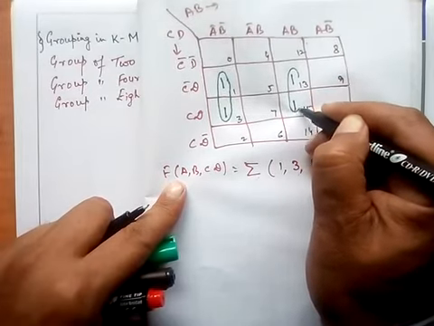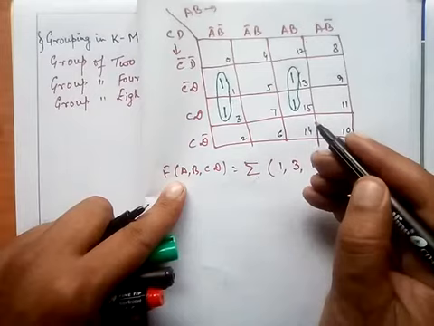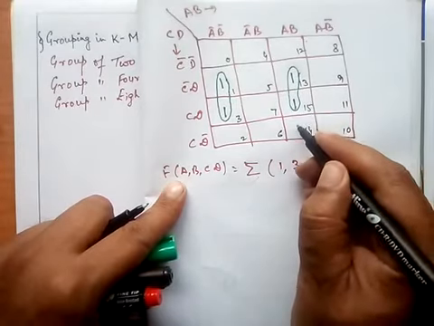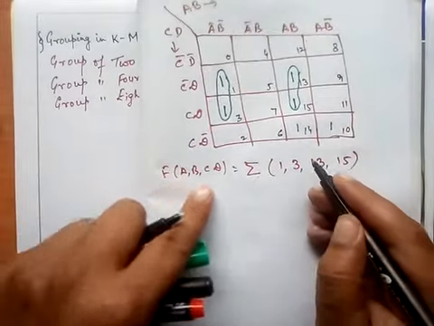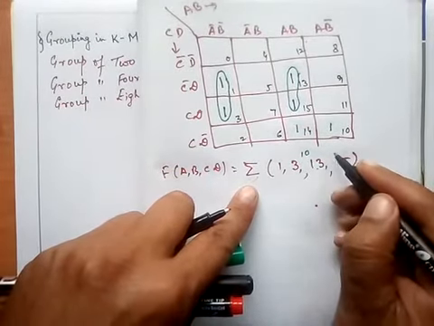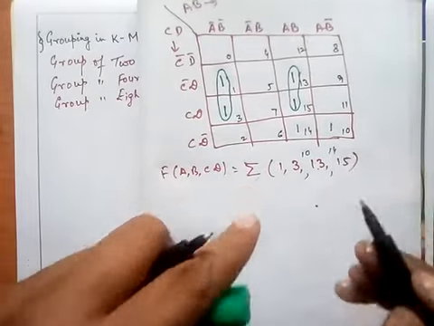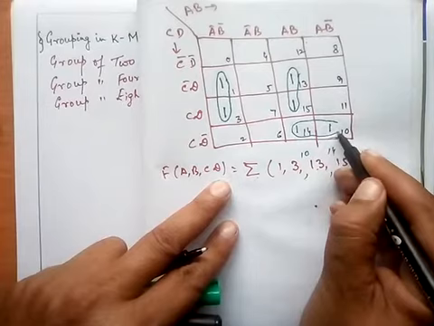Let me take one more figure here. Suppose you have a 1 here and a 1 here also. Suppose here you have 10 and 14 also. This is 10 and this is 14. So I make another pair of this. A group of 2 is called a pair.